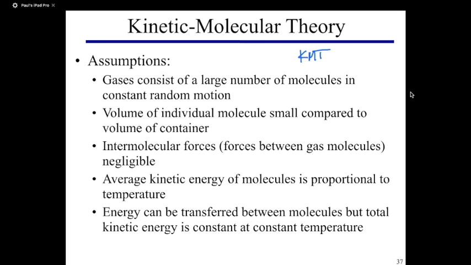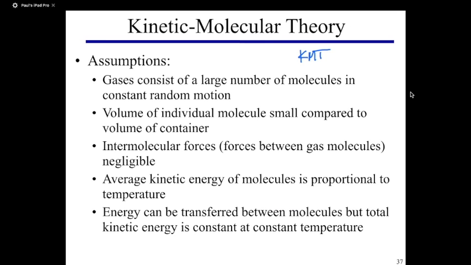Third, intermolecular forces. The forces between the molecules, between 2 molecules, are negligible. Okay? That means the 2 atoms or 2 molecules that are in that gas don't interact. We've said this before this way: gases behave like they're by themselves. They do not interact. They do not transfer anything between them. They don't have any attraction to each other.